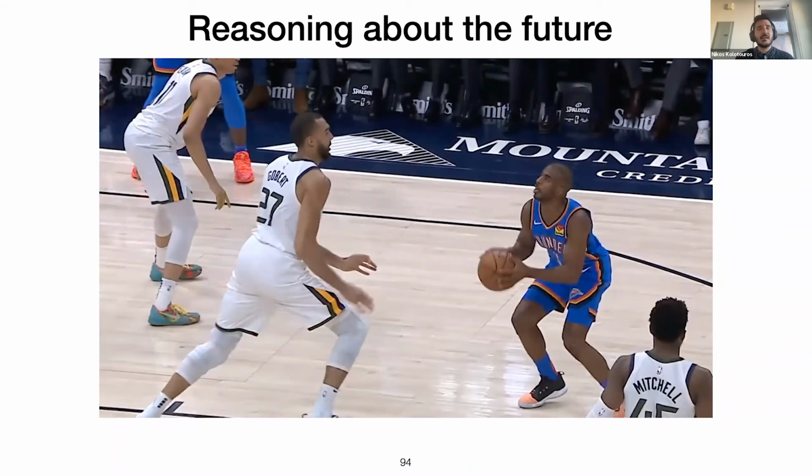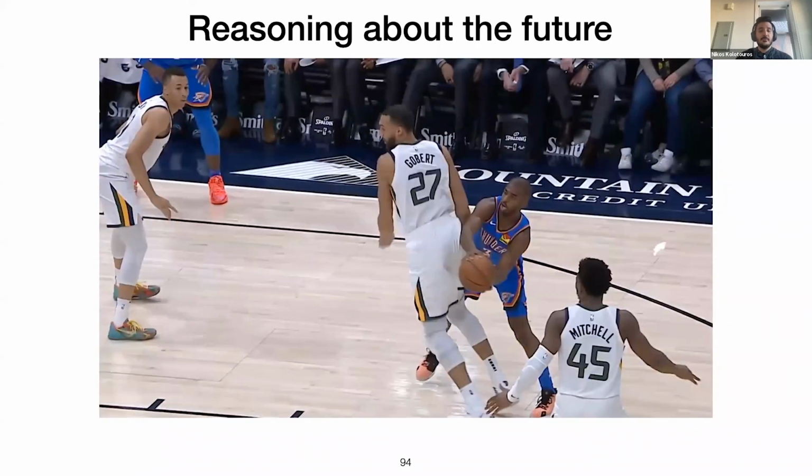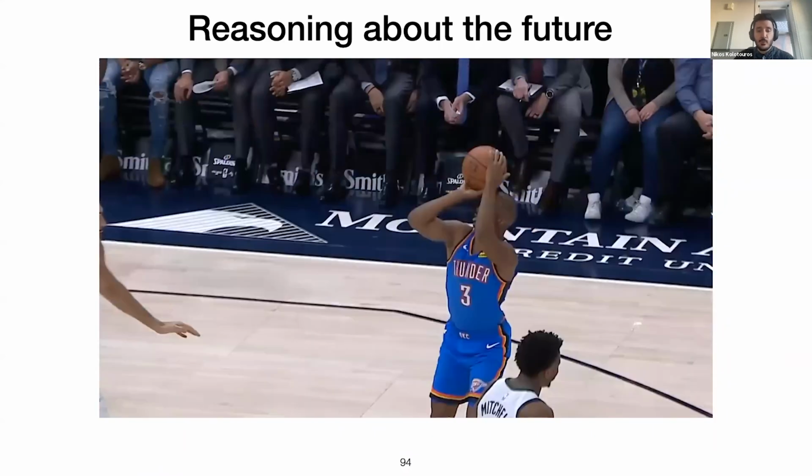One such task is reasoning about the future. Look at this snapshot from an NBA game. You can see Chris Paul holding the ball in his hands. So what is going to happen next? Is he going to dribble, pass the ball, shoot? Well, neither of these. He faked a shot, then faked a pass, and finally went for the shot.